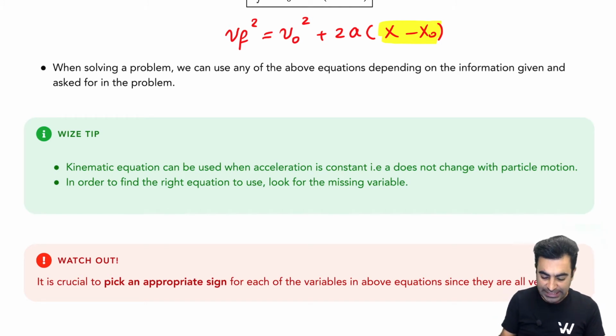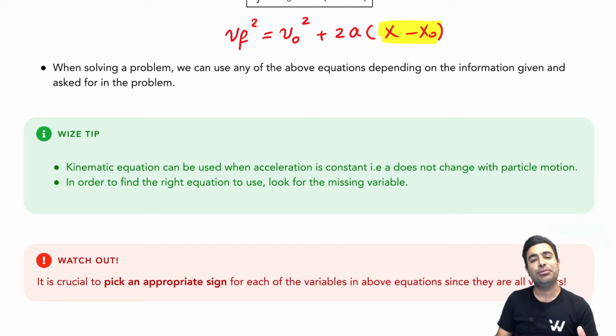Next point is that in order to find the right equation to pick, the best strategy is to list all the knowns and unknowns given to us in the question, and then we can pick the equation for which we have only one unknown left.